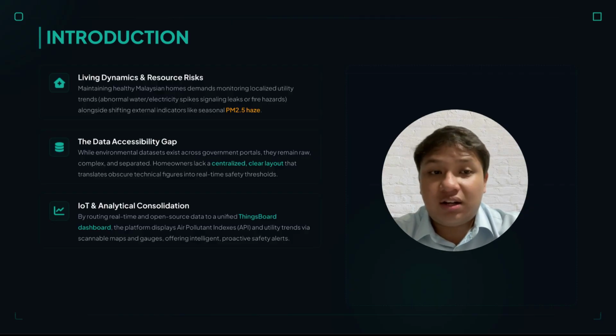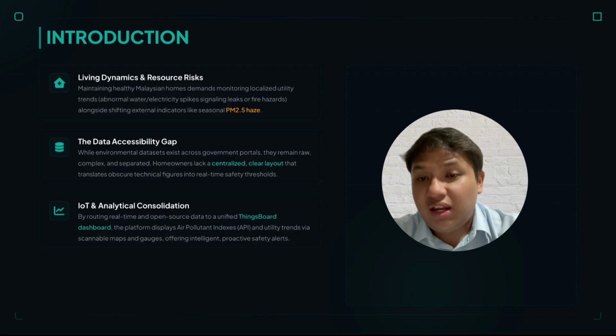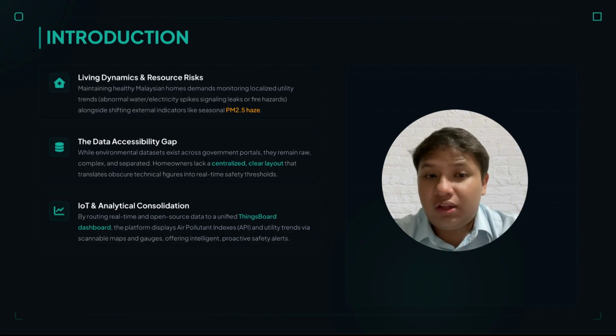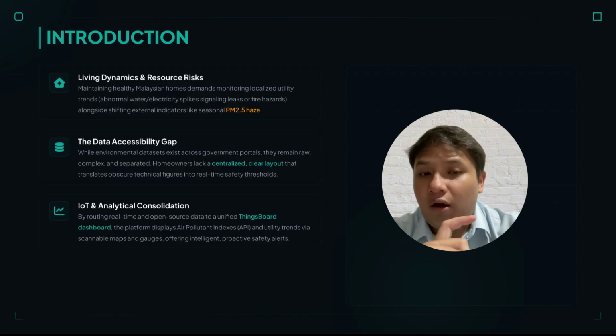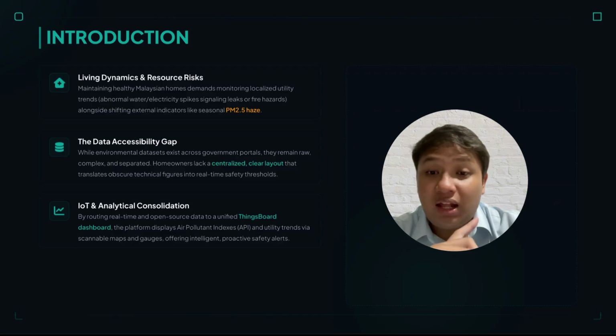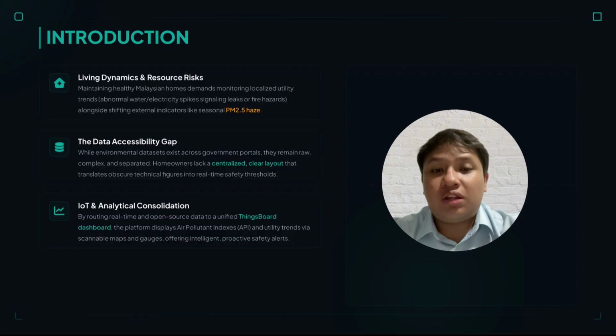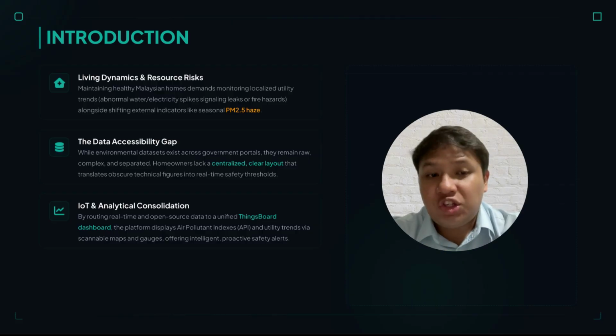To bridge this critical gap, our project used IoT to fetch open source data and real-time residential indicators, specifically air quality, water consumption, and regional electricity grid parameters, using localized data APIs from the Department of Statistics Malaysia. This data is dynamically routed to a centralized IoT dashboard that presents the air pollution index (API), particulate matter, water trends, and grid stability using highly visual graphs, gauges, and comparison maps.